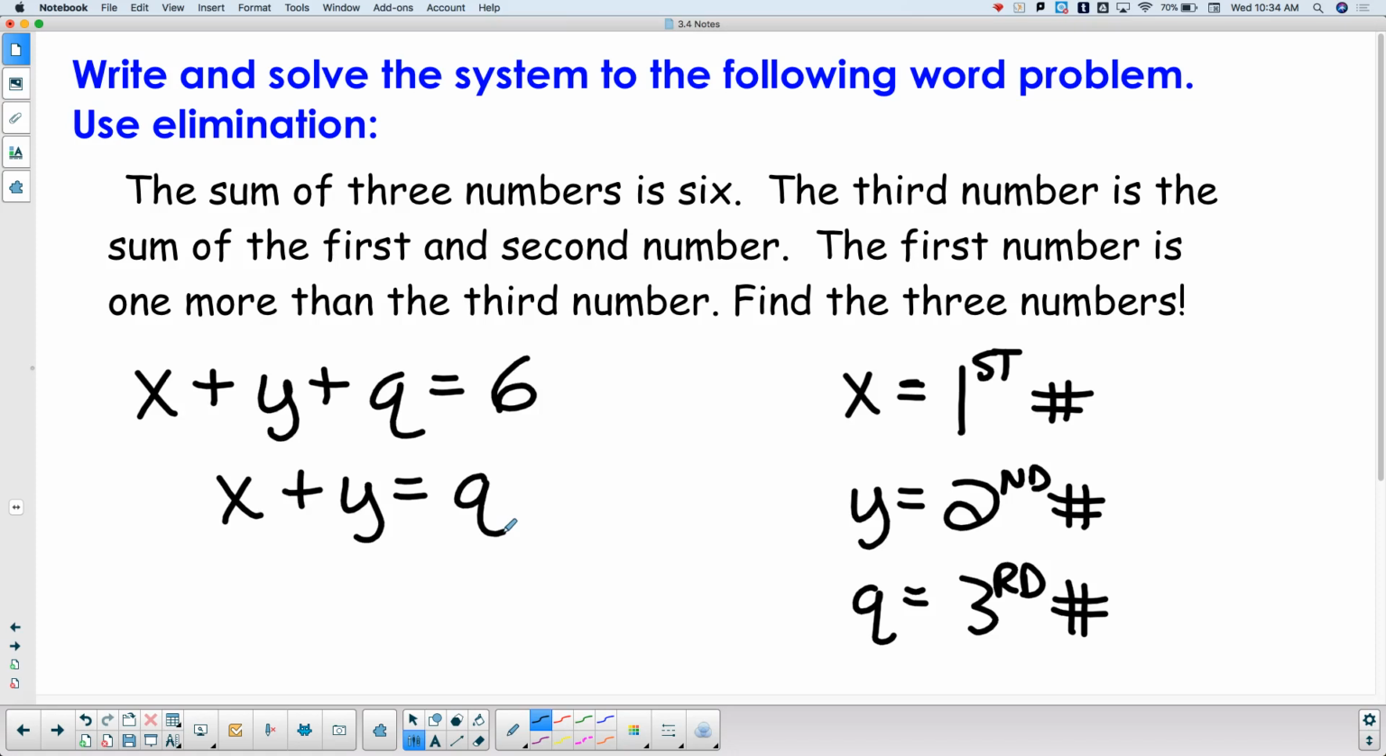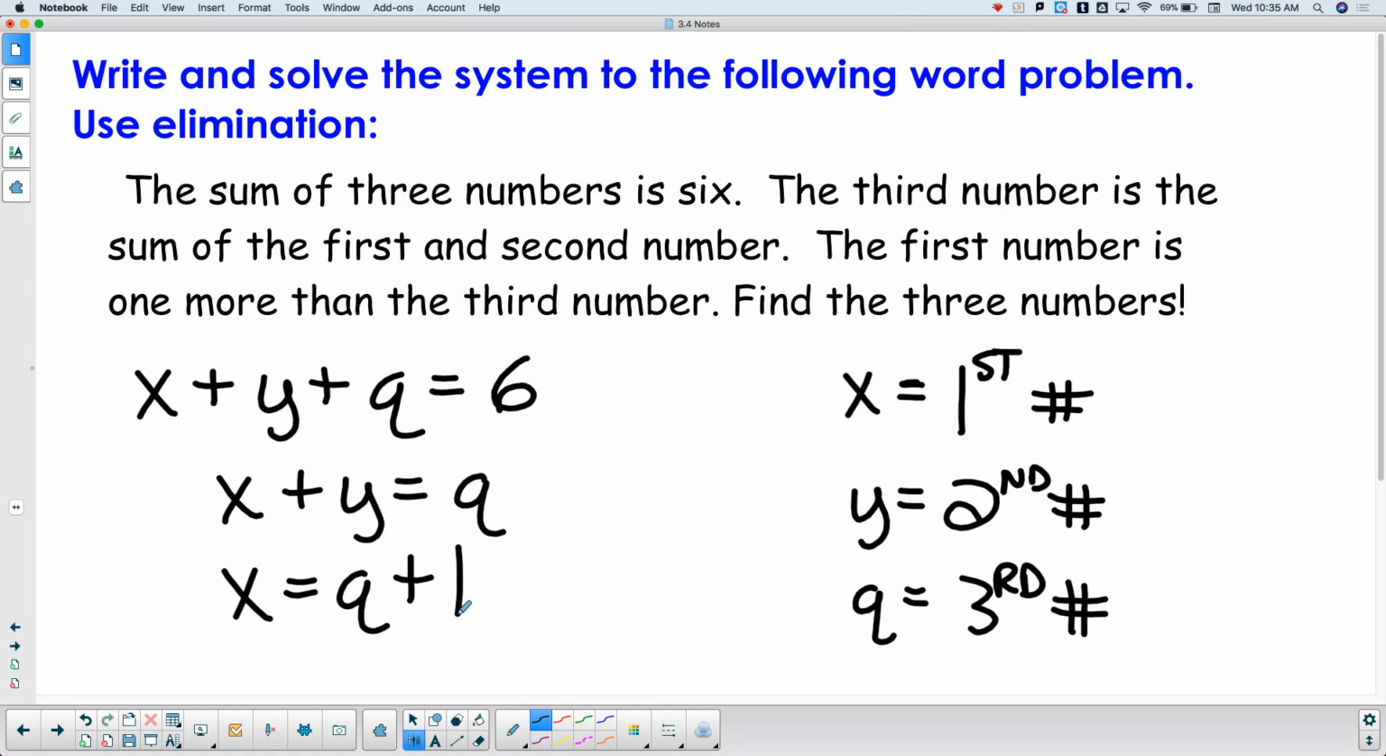First number, what's the first number? X is, that's equals, what? 1 more than, so that's 1 plus, right? What's the third number? Q. So I would agree with X here equals Q plus 1. You were going X plus 1 equals Q. Yeah, I have something completely written down. Okay, so there's my 3 equations.